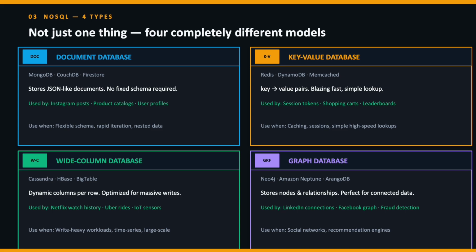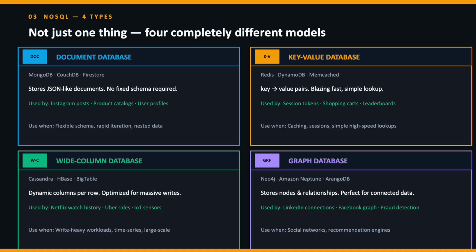Type 1, document databases. Think of it like a folder of notes. Each note can have different fields. One note might have a title, body and text. Another might have a photo and location. No fixed structure required. MongoDB, Firestore and CouchDB are document databases. Instagram uses document storage for posts because every post has a different mix of photos, videos, captions, location and text. A rigid SQL schema would be painful here.